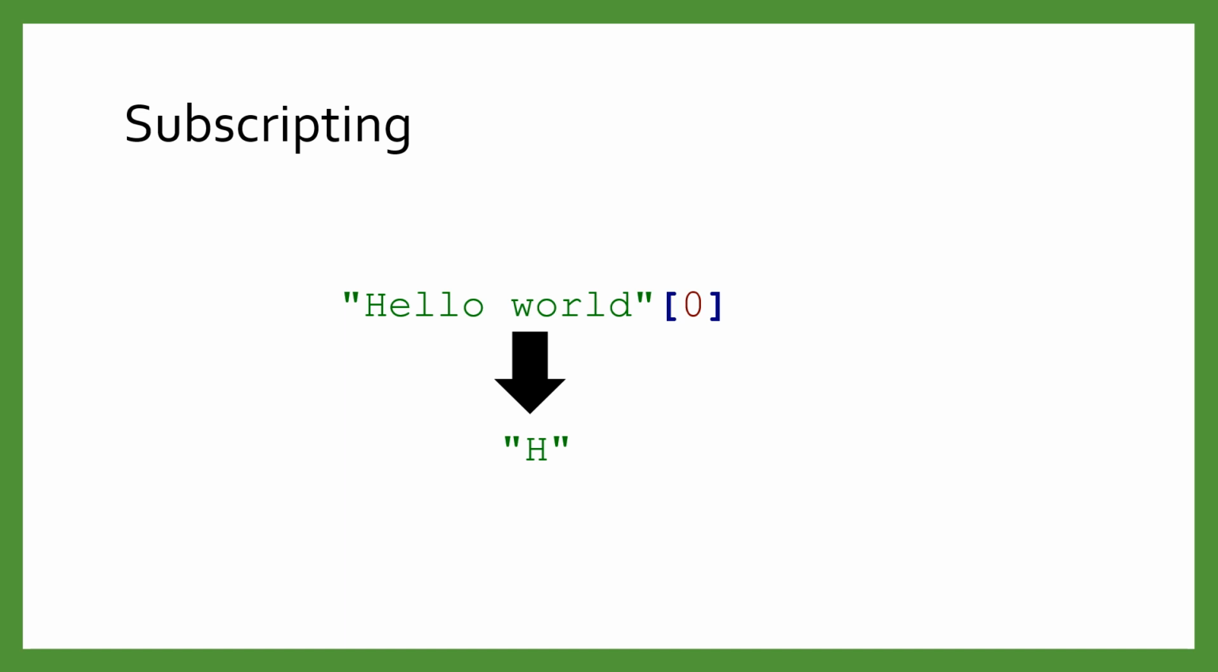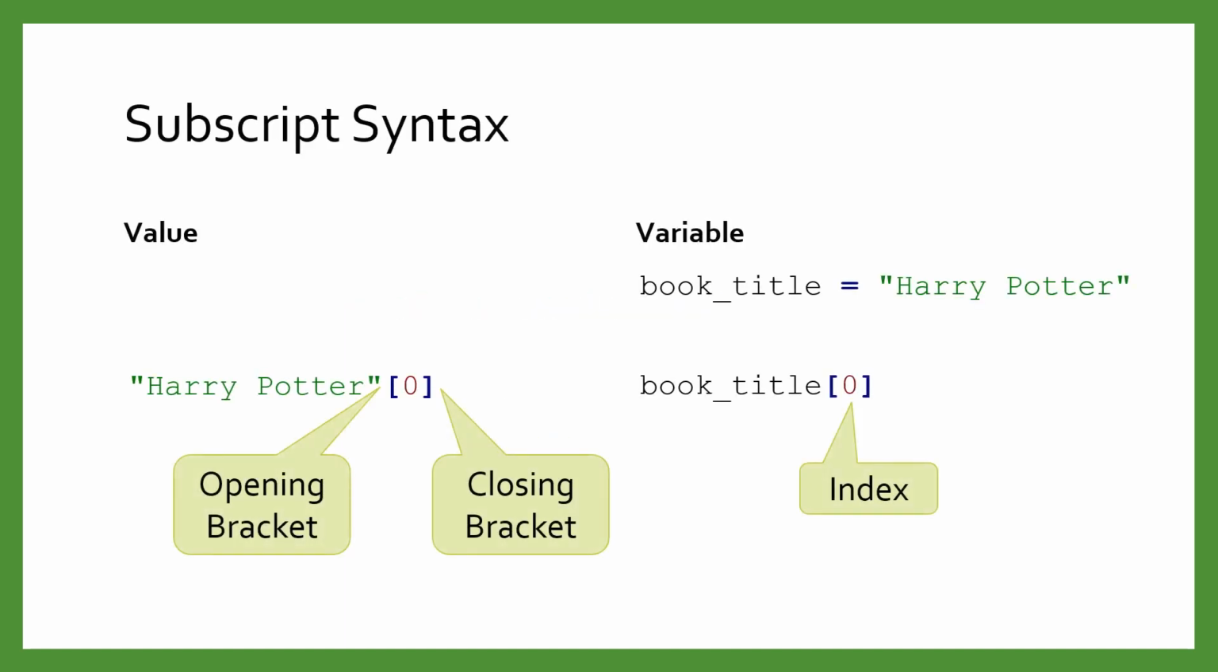Subscripting is one of the more powerful and more complex features of strings. When we subscript a string, we extract one or more characters from the string based on the position. We can subscript a string value or variable by using square brackets.